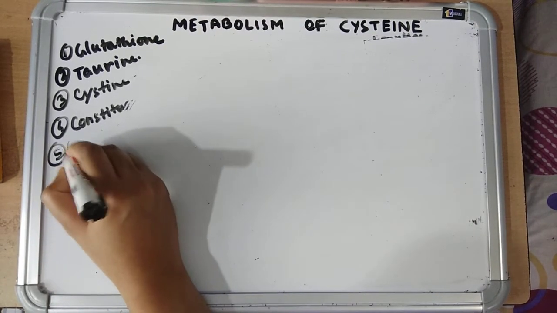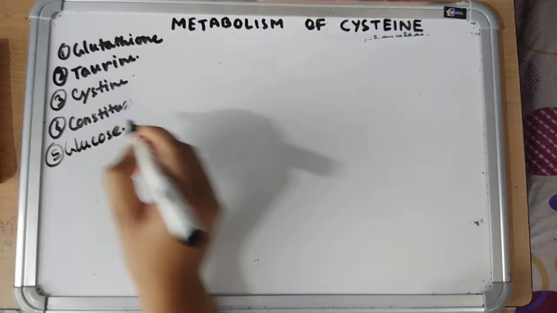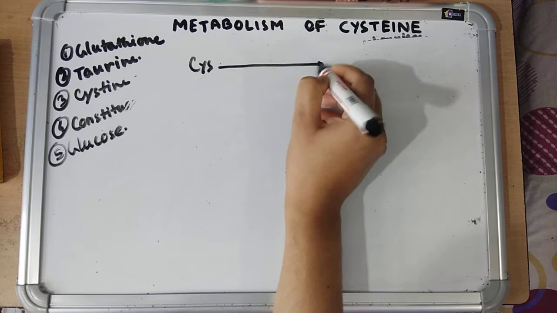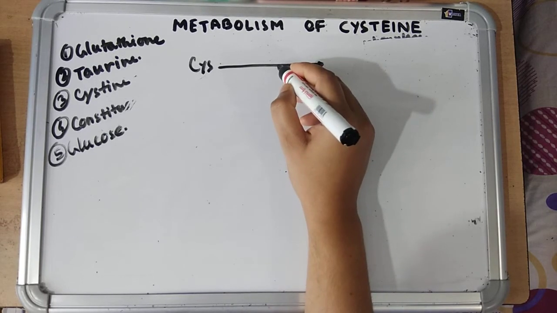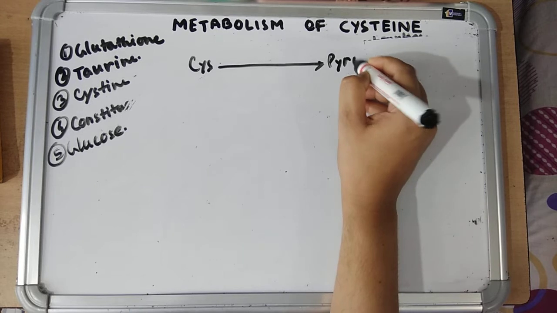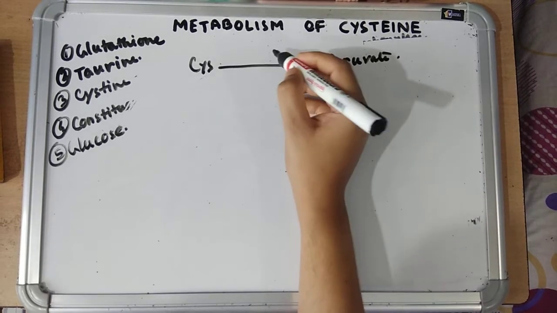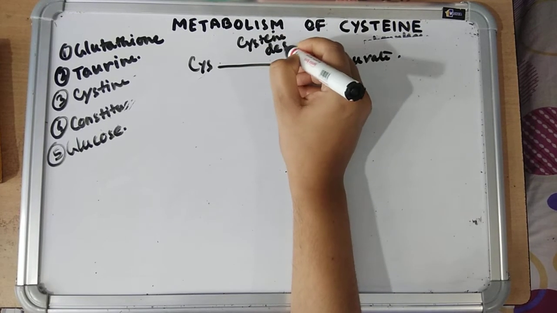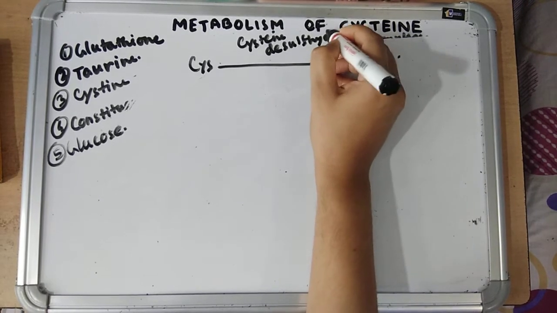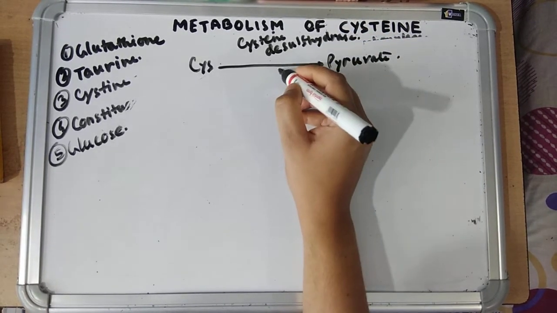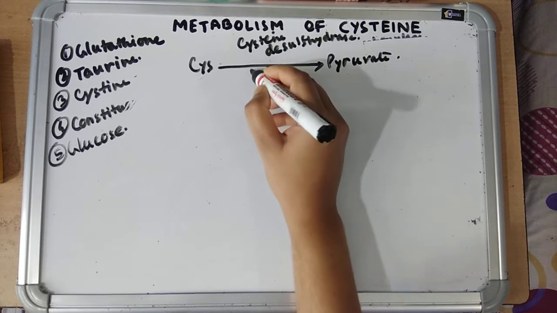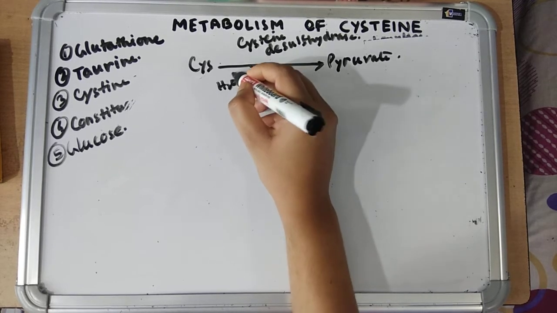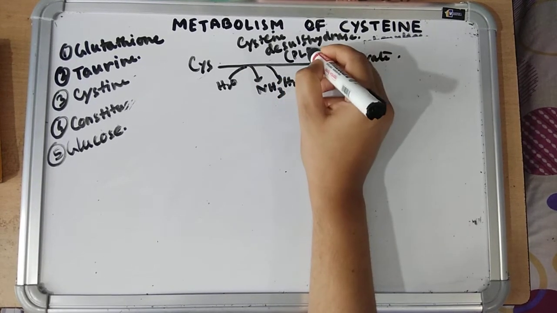Number 5 is formation of glucose through pyruvate. First it forms pyruvate. It forms pyruvate by many ways. First is it gets deaminated to pyruvate by the enzyme cysteine desulfhydrase, where H2S is released, the amino group is released, and PLP acts as the coenzyme.